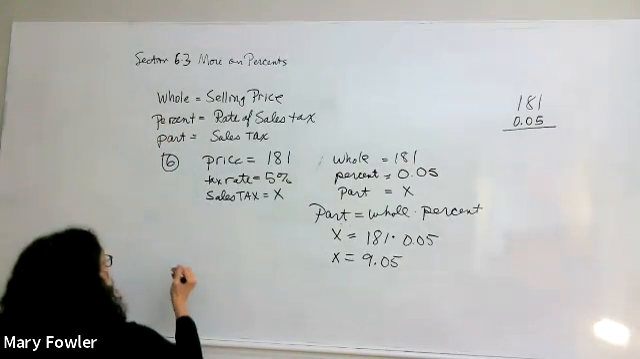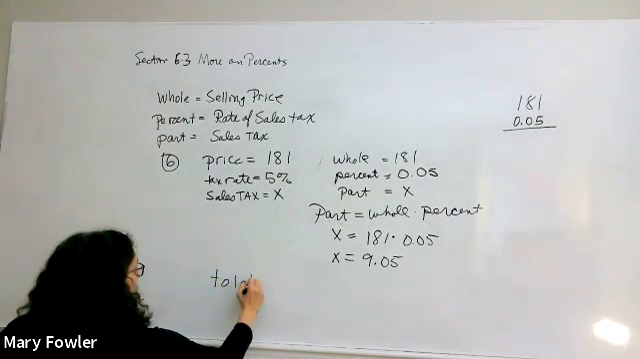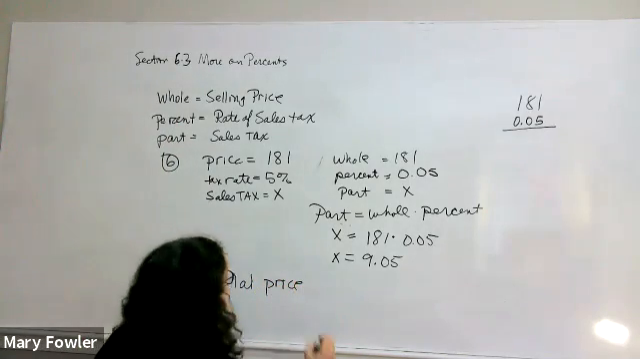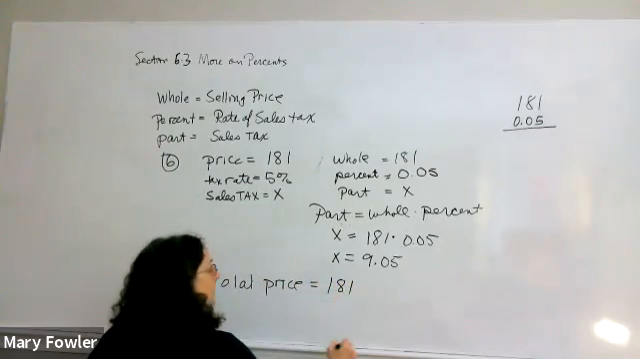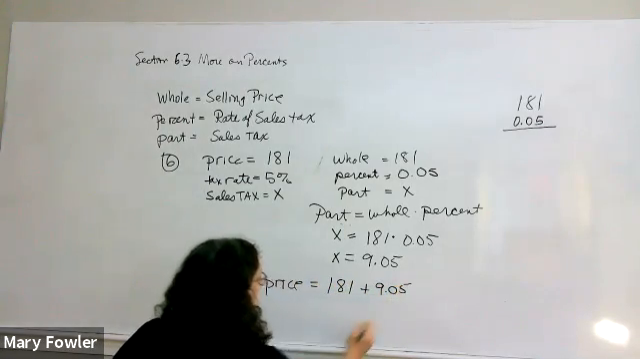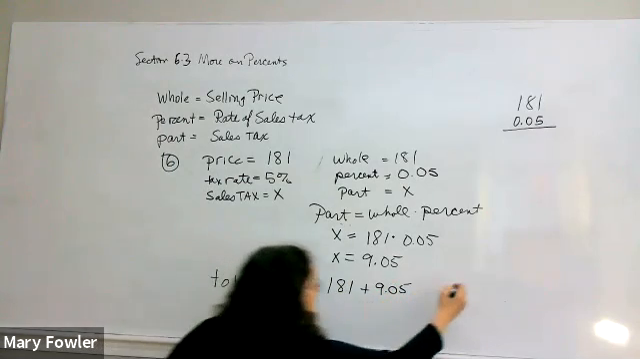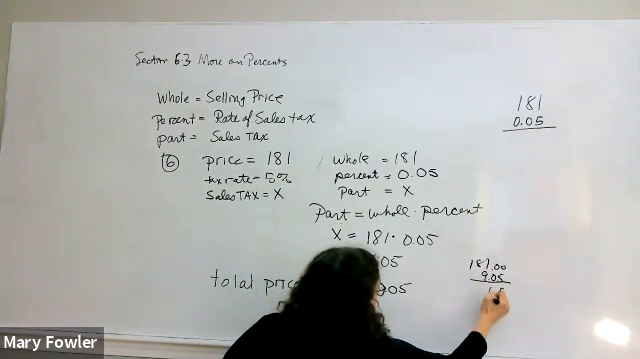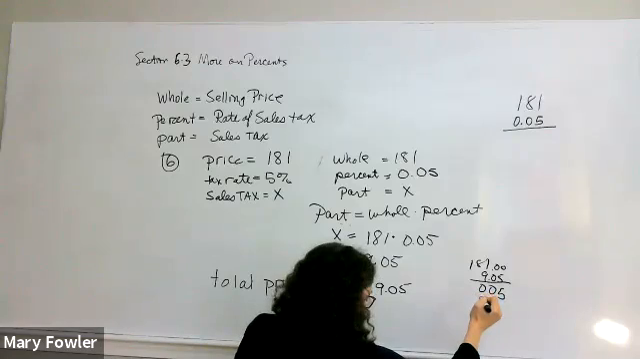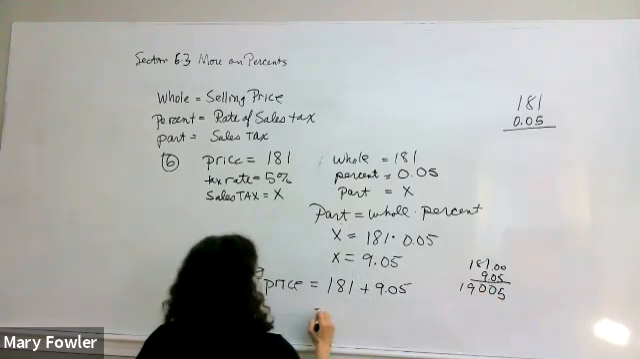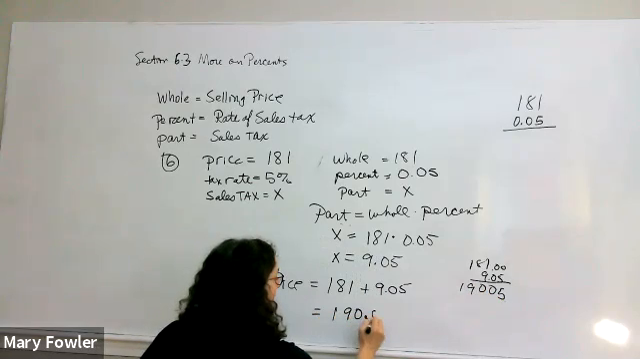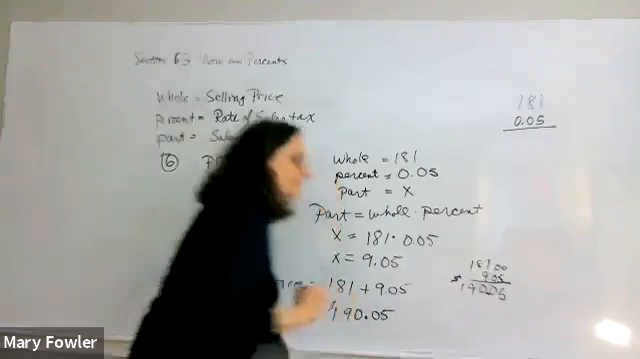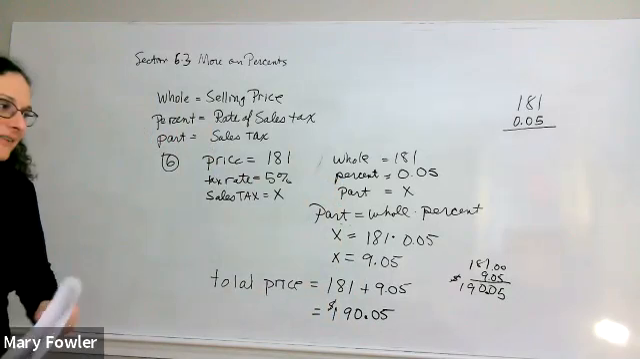But now we also have to say, what is the total price? So the total price, the amount of money you have to give over for you to get the phone, right? And so that's going to be $181 plus $9.05. Okay, so the total amount that you have to pay is $190.05.